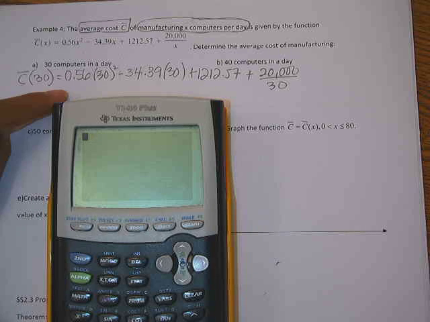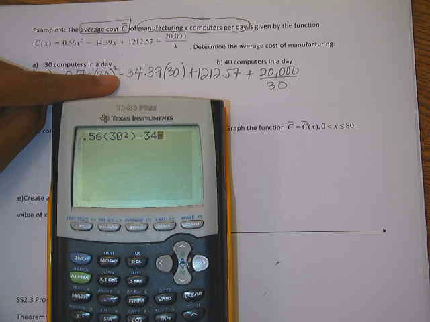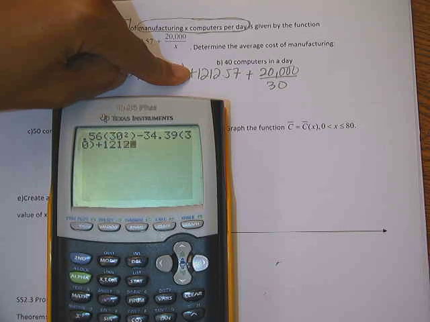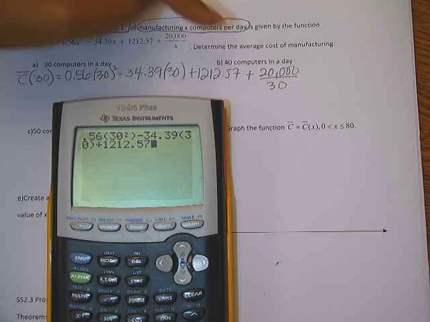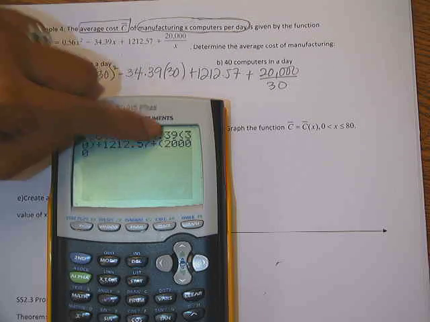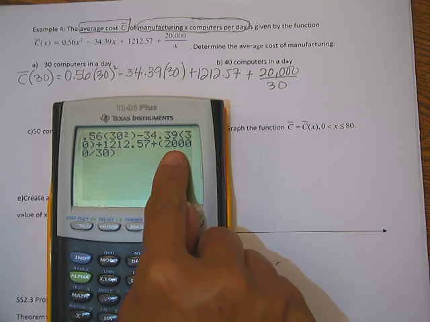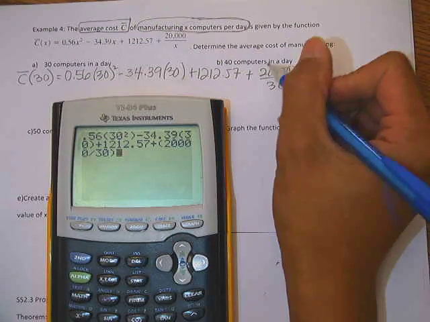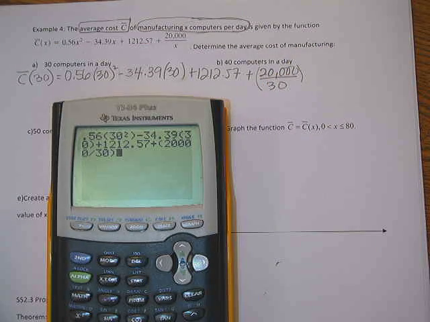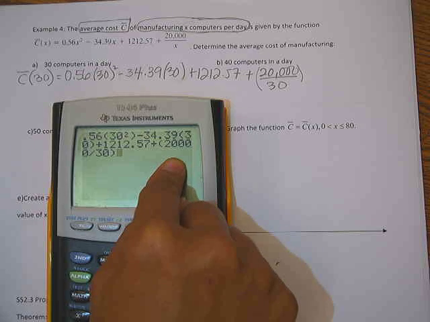Okay, here we go. I'm going to try 0.56 times 30 squared, minus 34.39 times 30. Add 1,212.57, and then I'm going to add, with parentheses for this, 20,000 divided by 30. The reason I need to put parentheses around this is because in PEMDAS, you need to do multiplication and division before you can do addition. So you have to tell the calculator that. The calculator is not smart enough to do that for you, so make sure you tell it.